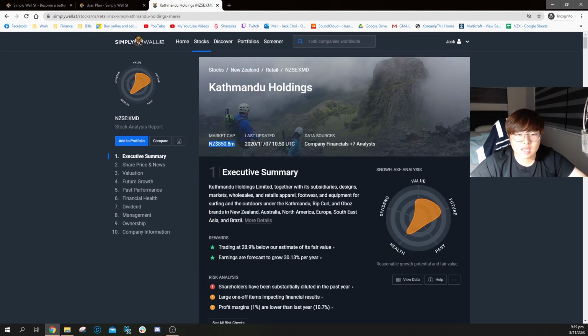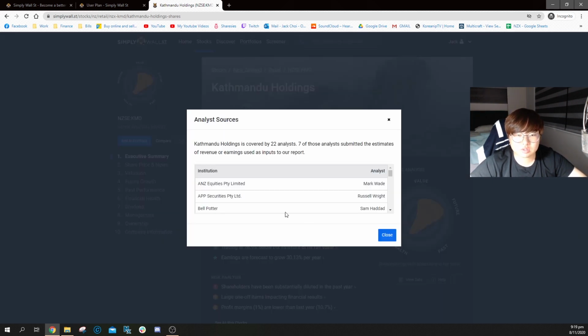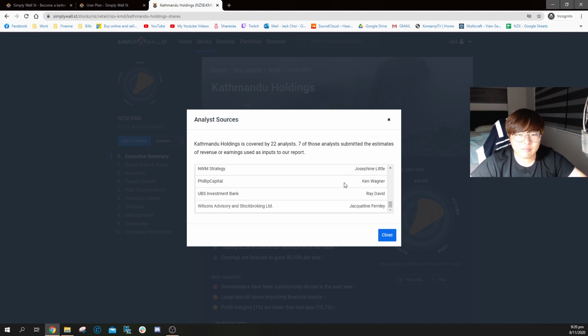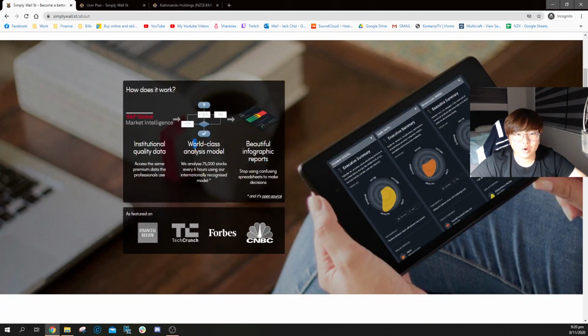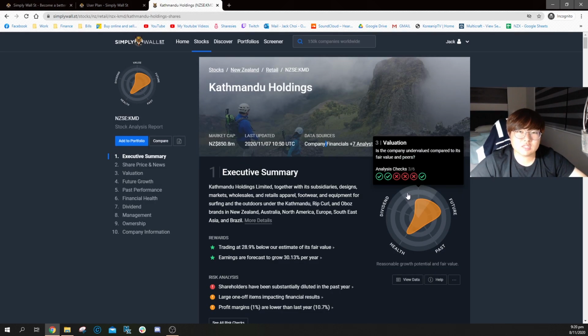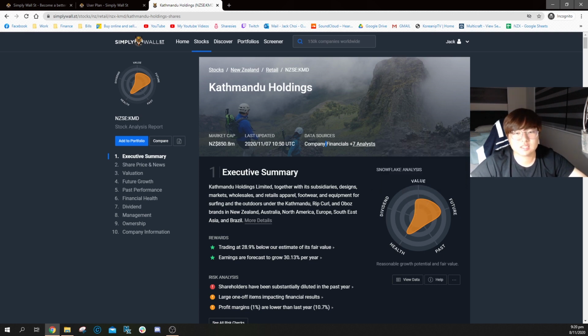So first of all, you got the market cap when it was last updated, and the data sources. You can see all these data sources right here. So these are the analysts when they're making these estimates of revenues or earnings and stuff like that to come up with the infographics, especially their bot generated analysis reports. This thing, yes, world-class analysis model, and they analyze stocks and use inputs from analysts to make predictions. So that's how a lot of these valuations and bot generated numbers come from, but a lot of them are also hard facts. So it's really nice that you don't have to look for a financial report for this.